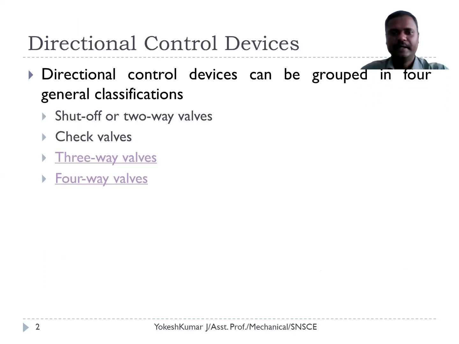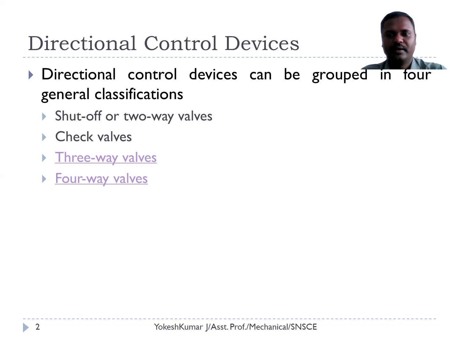So here I have listed the direction control valve categories. The direction control valves are grouped into four configurations. The first valve is called a two-way valve, which is also called a 2x2 valve. The numerator in the 2x2 indicates the number of inputs and outputs, and the denominator indicates the number of positions. The number of ports to the number of positions is called a 2x2.